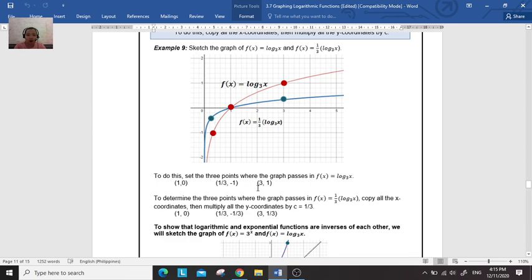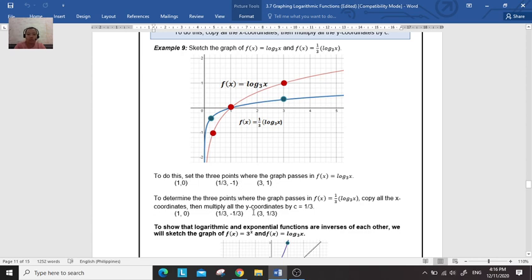So if these are the 3 points where the graph passes in f of x is equal to log x base 3, then we are going to multiply all the y coordinates with 1/3. So let's copy first all the x coordinates, 1, 1/3, 3. And then the y coordinates will be multiplied by 1/3. 0 times 1/3 is 0. Negative 1 times 1/3 is negative 1/3. 1 times 1/3 is 1/3.